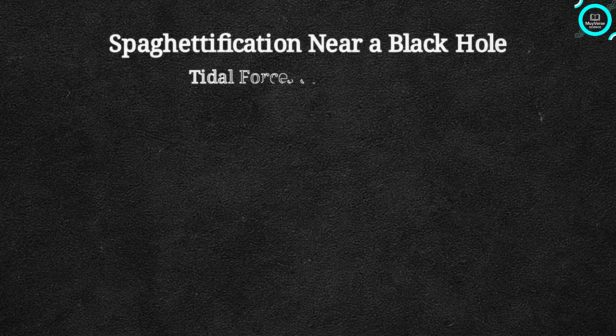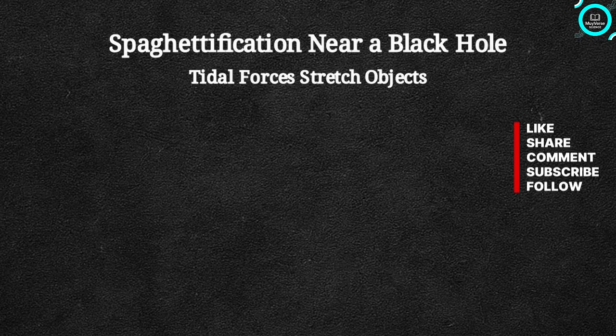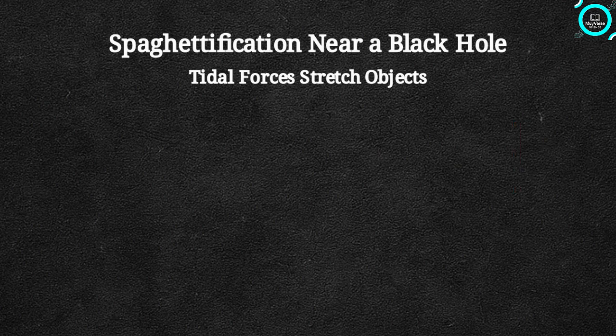Next, in this video, we'll visualize what happens when an astronaut approaches a black hole. The astronaut gets stretched into a long, thin shape because the gravitational pull is stronger at the feet than at the head. Let's build a simple diagram. We'll place a black hole on the right and an astronaut approaching from the left.